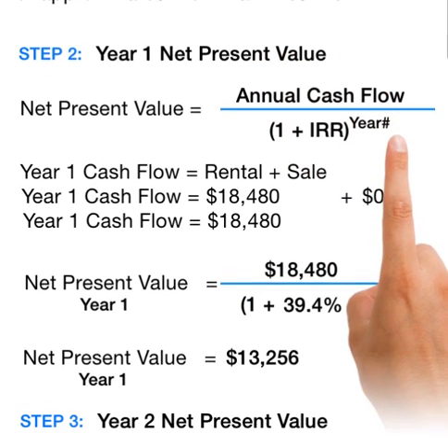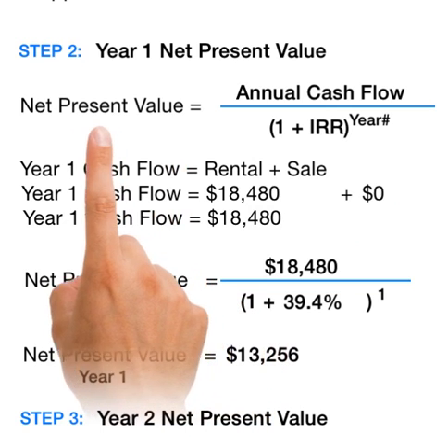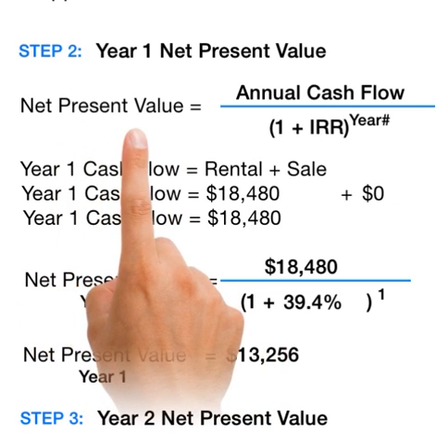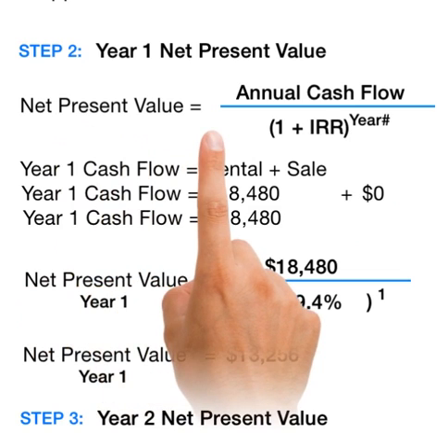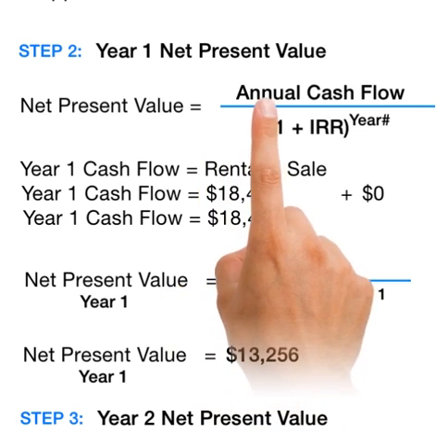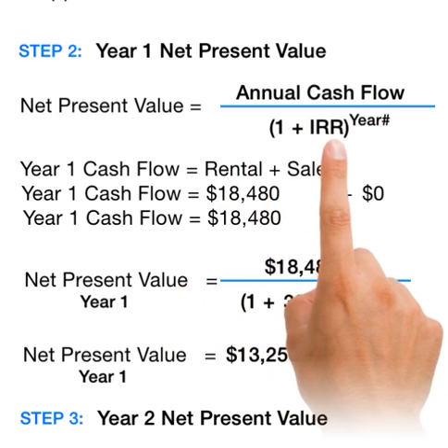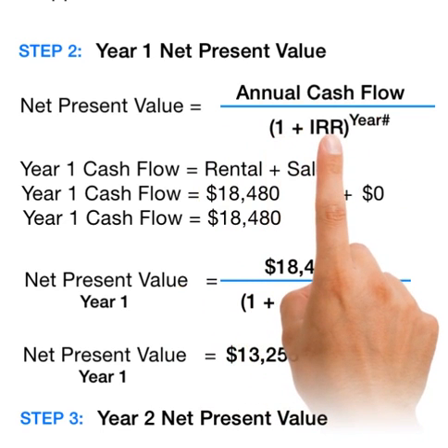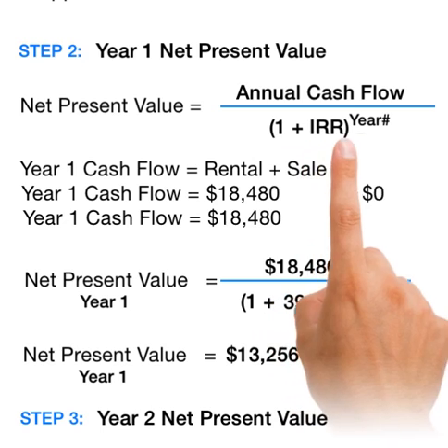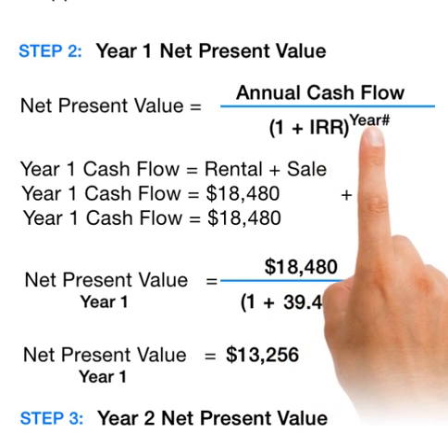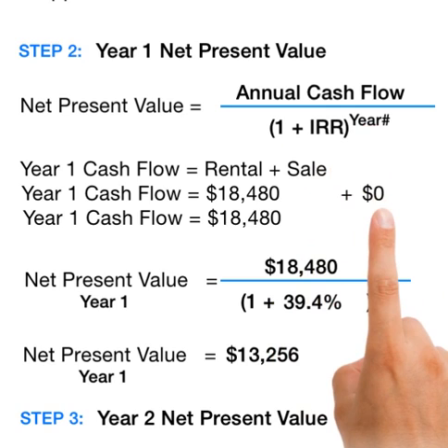So essentially, we start with year one, and we need to bring the projected cash flow to the net present value of today, and that's calculated by dividing the annual cash flow by the internal rate of return value that we're plugging in, plus 1, to the power of that year. And essentially, the net present value of a future cash flow just means how much that money is worth today.